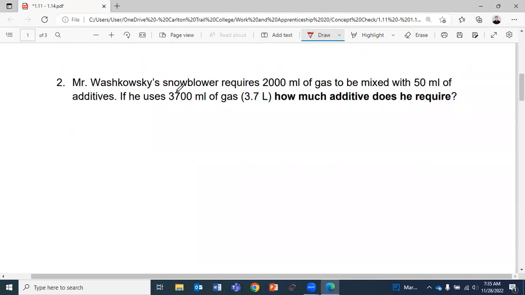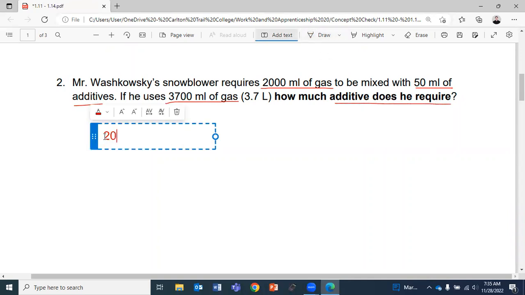So the next one here, Mr. Washkowski's snowblower requires 2,000 milliliters of gas to be mixed with 50 milliliters of additives. If he uses 3,700 milliliters of gas, how much additive does he require? So set up what you know. I have a measurement now, I have a unit, so I'm going to put that in there: 2,000 milliliters of gas, 50 milliliters of additive. You could swap that to liters if you want. That's fine, it doesn't really matter much. Just make sure you keep organized and know what's happening.